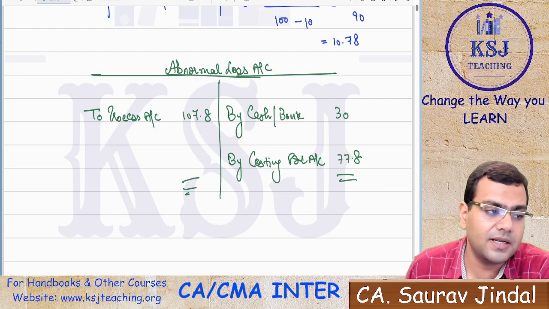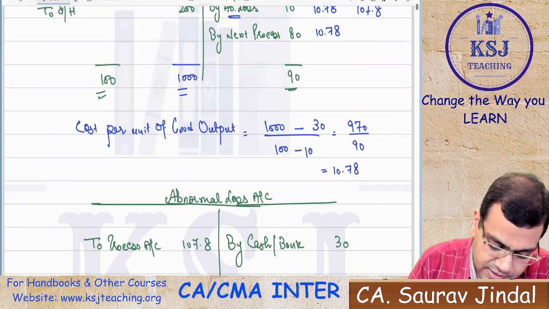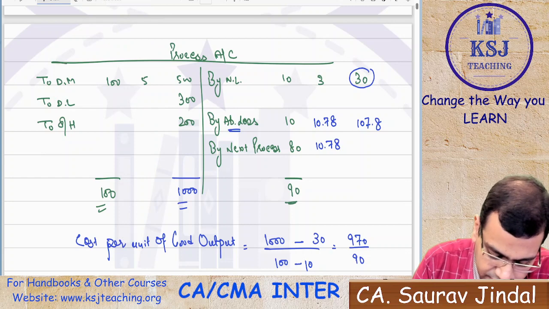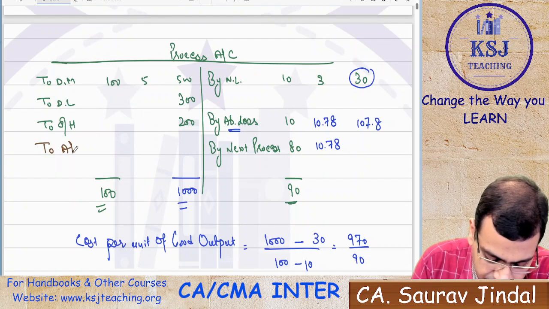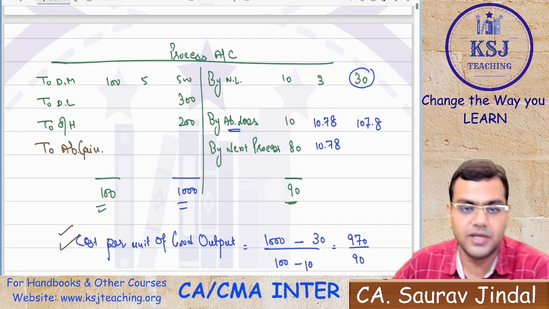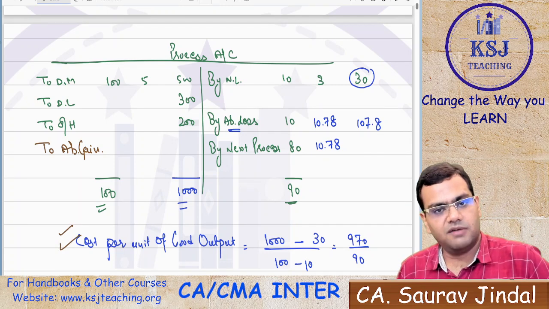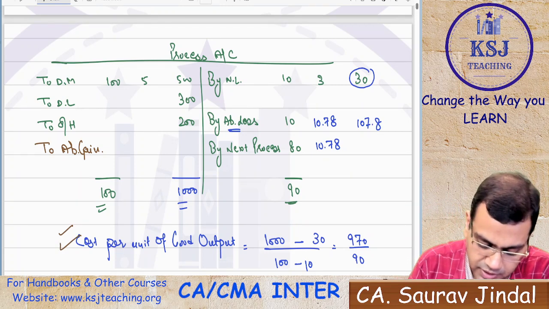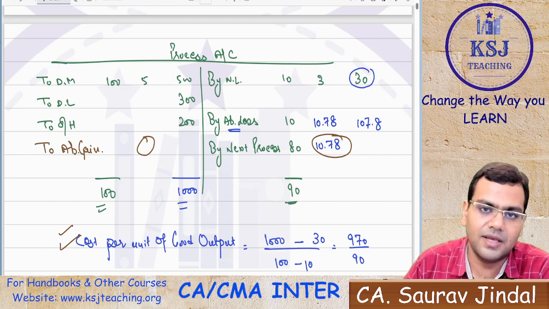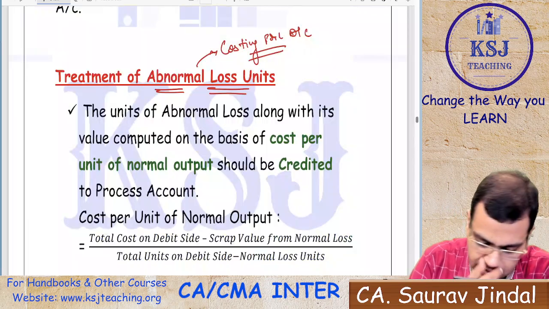Now, in case there is an abnormal gain, then what will happen, sir? Sir, it will remain the same. In case of abnormal gain, you have to write here abnormal gain. And what is the value? Again, you have to find out the cost per unit of good output. At that price, you will value your abnormal gain as well as the next process. Just like the abnormal loss, you have to treat the abnormal gain.